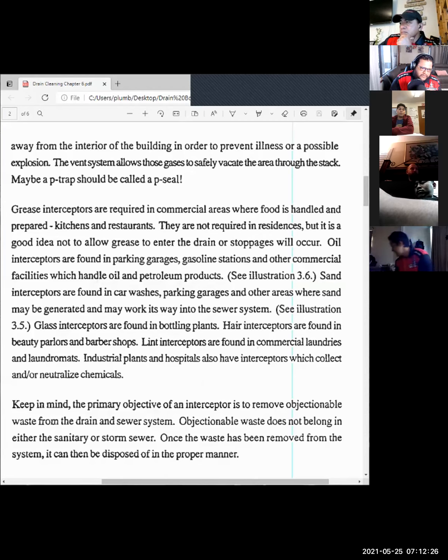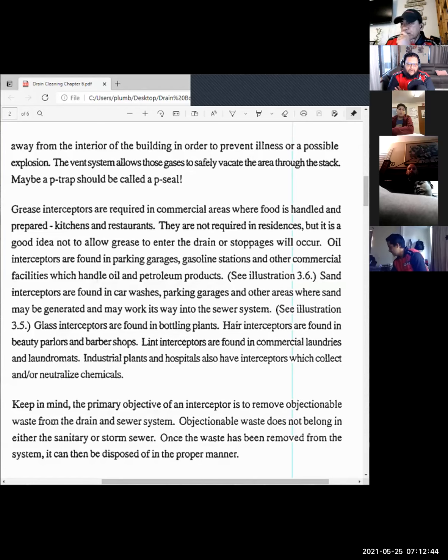Glass interceptors are found in bottling plants. Hair interceptors are found in beauty salons. Lint interceptors are found in laundromats and industrial plants, and hospitals also have interceptors which collect and neutralize chemicals. So there are all types of different kinds of interceptors there.